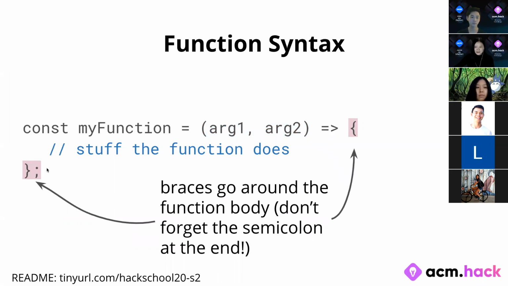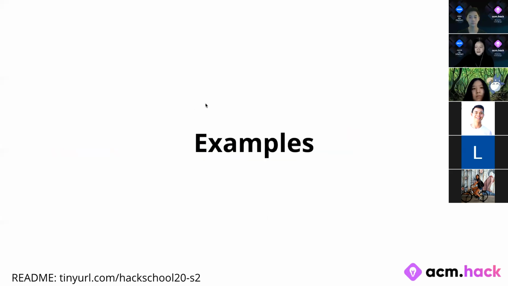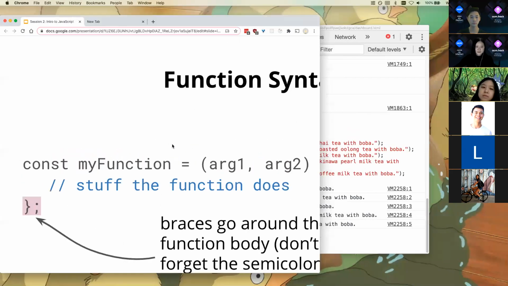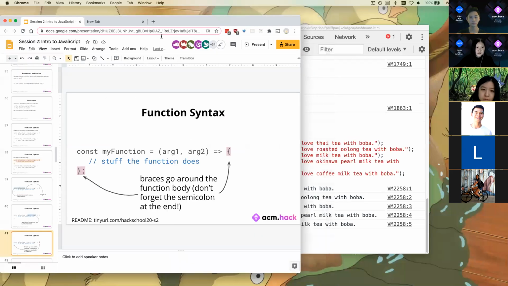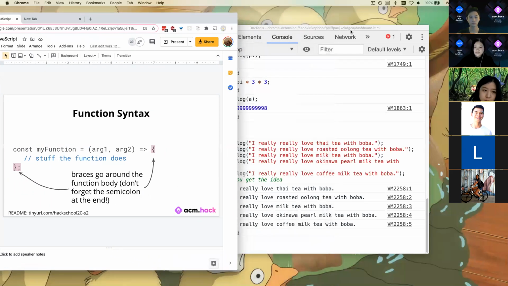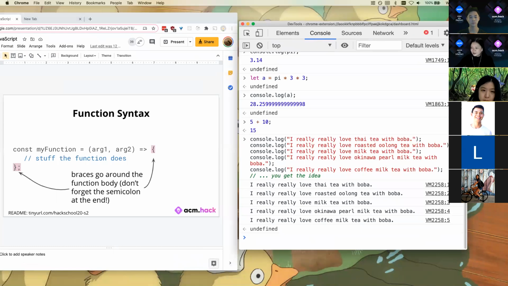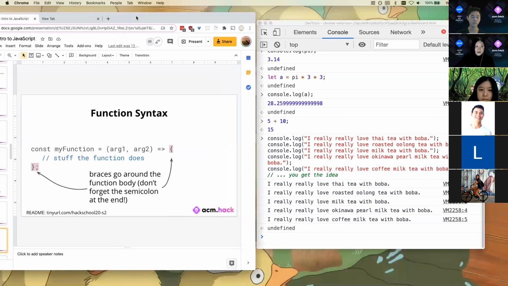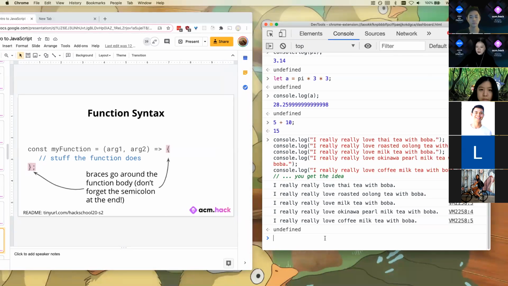Also, don't forget there's a little semicolon at the end because this is an assignment. Okay, so now we're going to do some examples, and I'll leave this up so that we can see the syntax. All right, so we're going to write some functions. So let's try and write a function called hello world, and all it's going to do is console.log hello world.